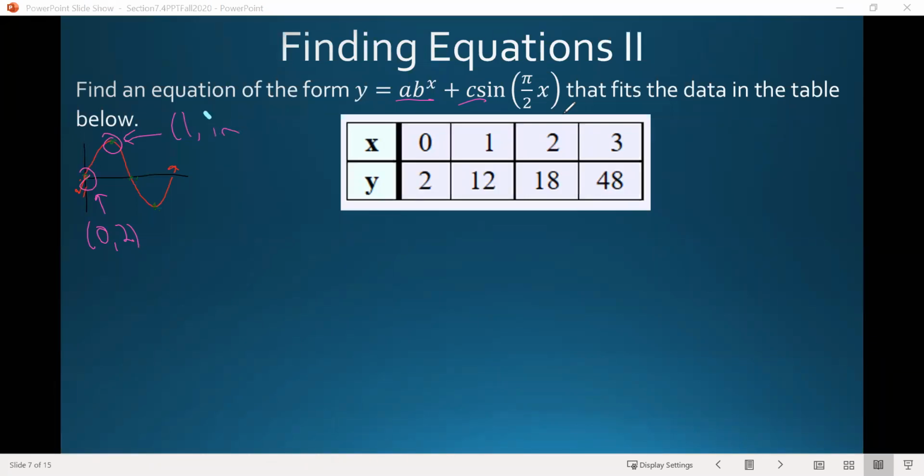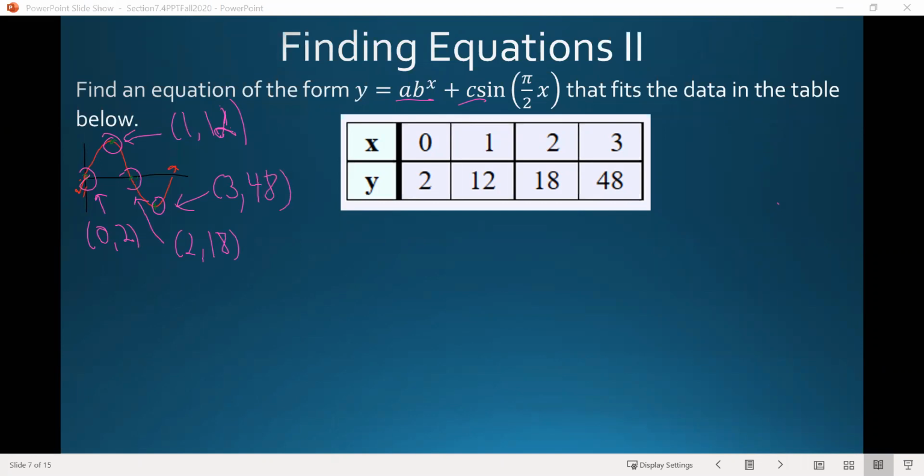Oh my goodness. Oh Lord. Stylus does not like this corner of the computer. Okay, then we have 2, 18 and 3, 48.